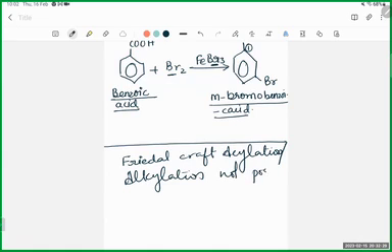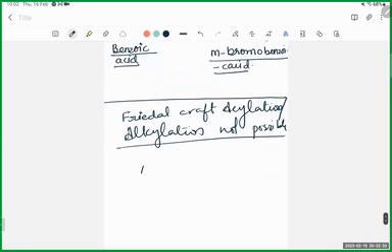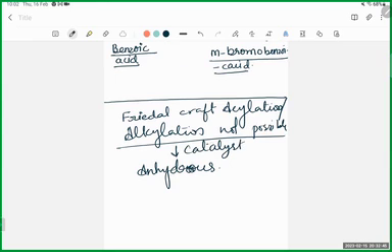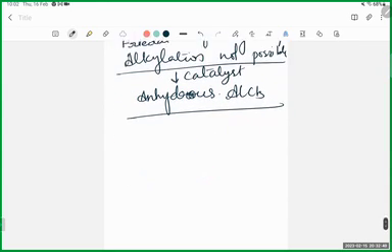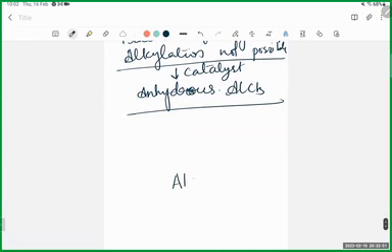Not possible. Why? Let me explain the reason. We have used anhydrous aluminium chloride as the catalyst for the alkylation and acylation reactions. So this anhydrous aluminium chloride is Lewis acid in nature.